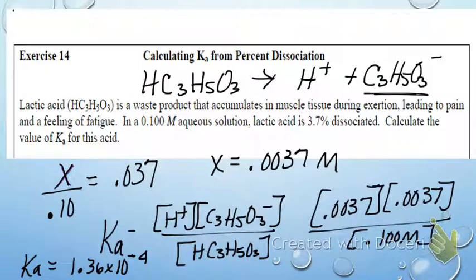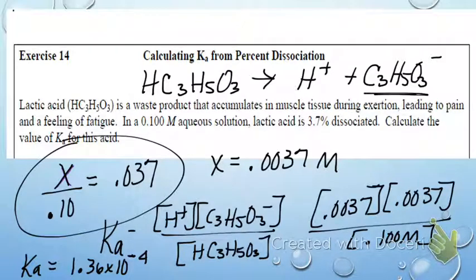Any questions on how and why I did that? Oh, because I'm plugging this into part over whole for the percent dissociation. Yeah, because I know the formula is hydrogen concentration over the total concentration of the acid times 100. So I was just plugging that in. I'm not plugging it into the Ka, so that's why it's not x squared.